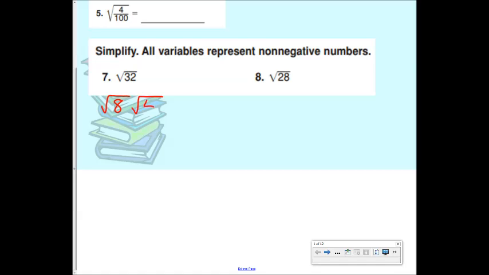All right, which one of those is a perfect square? 4. What's the square root of 4? 2. So then 2 goes on the outside, and then what's left inside? 8. Only that's not done yet, right? Because what else can you break 8 down into? So I can break that into 4 and 2 also. Which one of these is a perfect square? 4, so that gives me what? So I've got 2 times 2 on the outside, which is what? 4. So that's where you got 4 root 2.